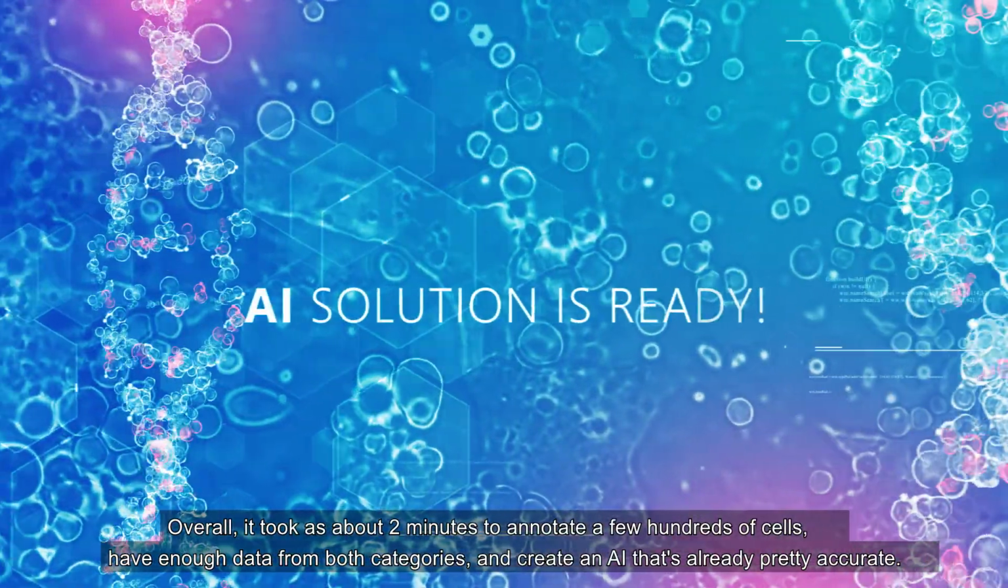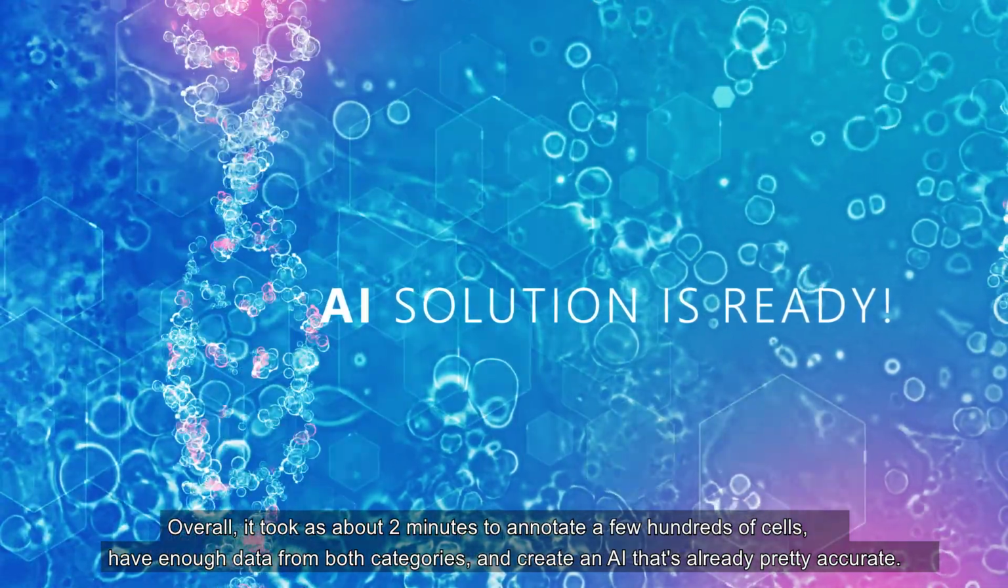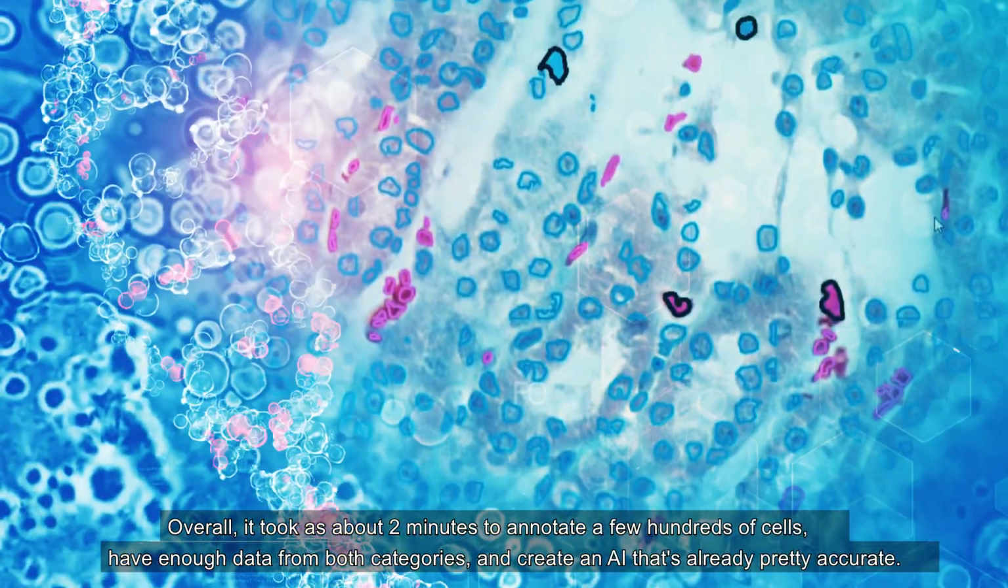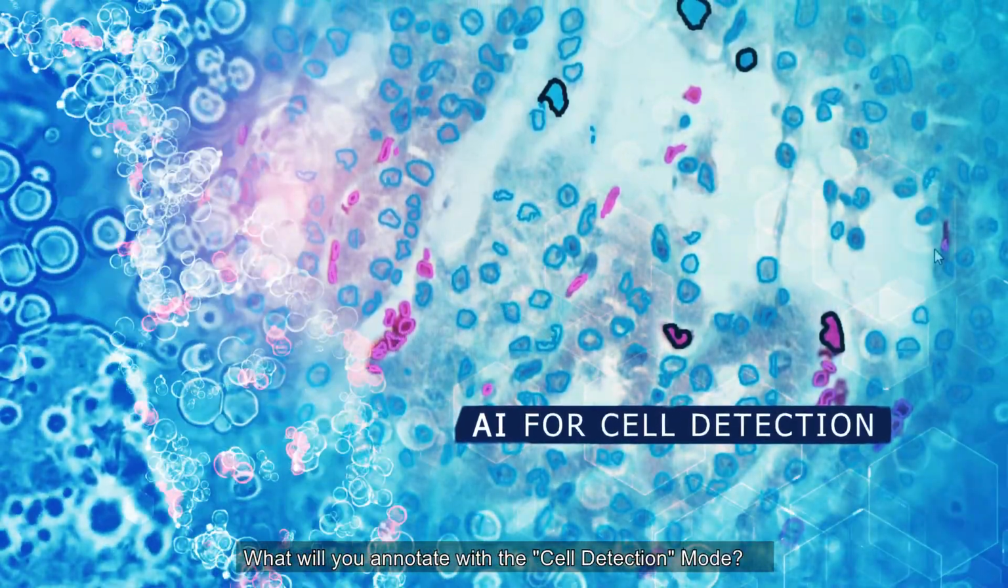Overall, it took us about 2 minutes to annotate a few hundreds of cells, have enough data from both categories, and create an AI that's already pretty accurate. We think that's pretty exciting. What will you annotate with the cell detection mode?